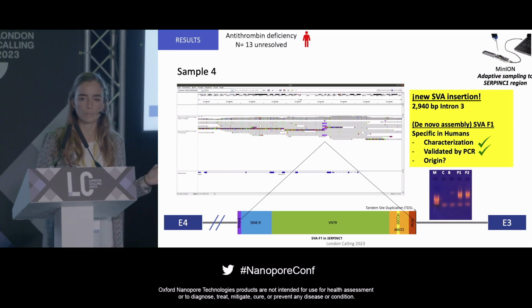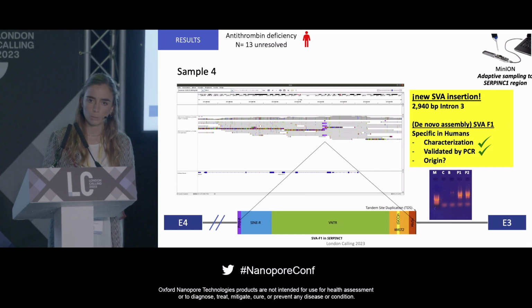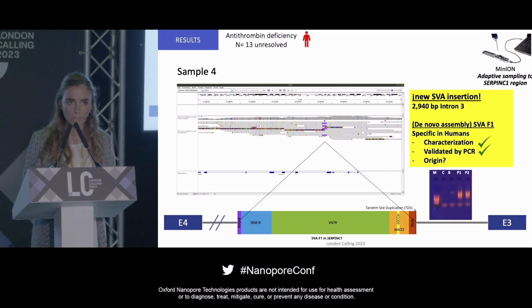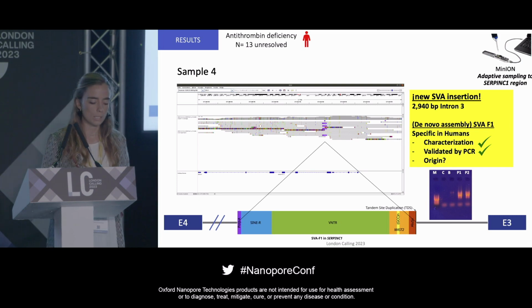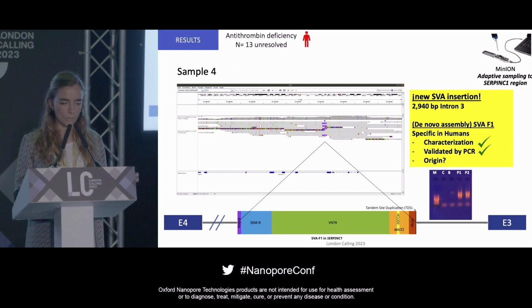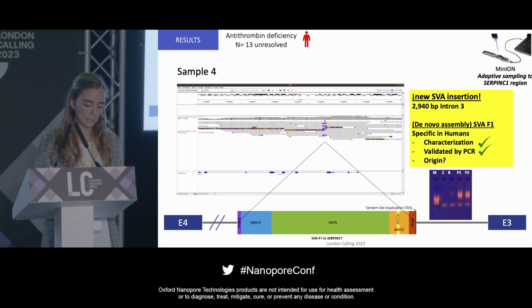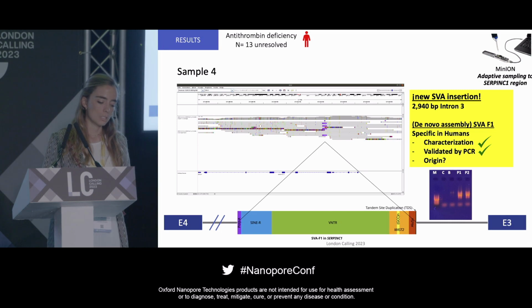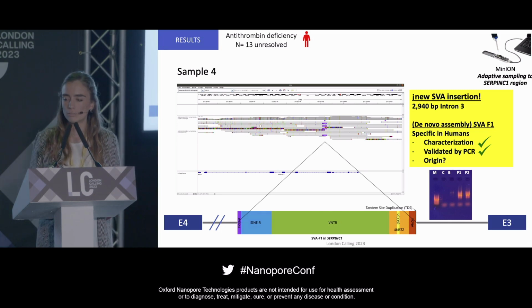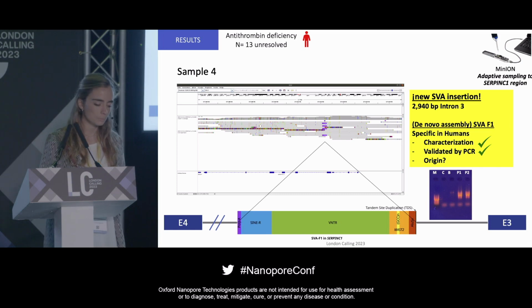And we performed the same strategy. By de novo assembly, we fully characterized this element, and it was an SVA-F1, which we studied, and it was found to be specific to humans. We fully characterized it by bioinformatic tools, and we validated it with the same strategy as the previous one, with an internal primer and another in the serpinC1 region. So now we are trying to study the origin of this retrotransposon movement and insertion in our candidate gene.